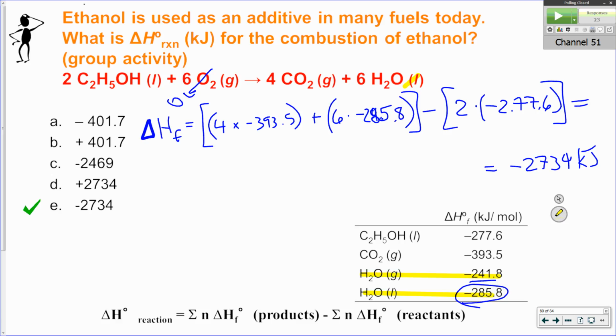So why is that? The difference in the two is the energy of condensation, the energy required to take it from the gas into the liquid. Okay? Question on that? Most of you got it?